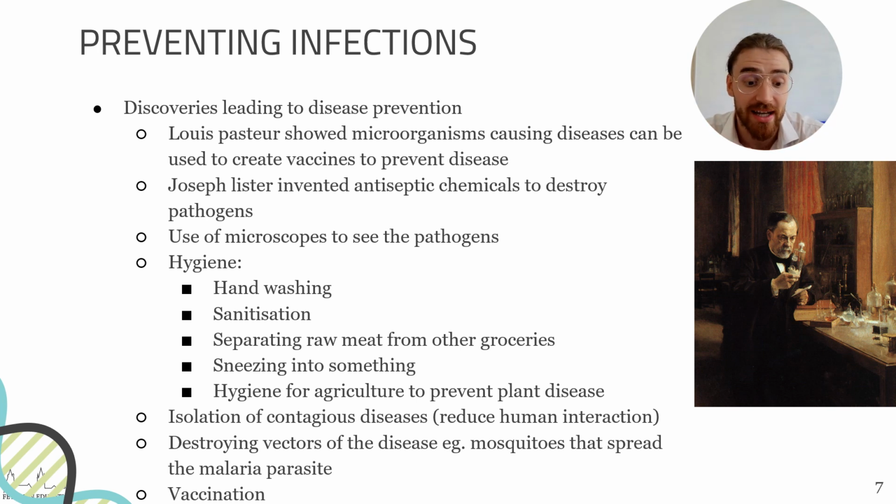Okay. Another one is isolation of something that is diseased to prevent it from spreading, and destroying the vectors of diseases. So something like malaria. Okay. By killing mosquitoes, we will prevent the malaria parasite from infecting people. So the mosquito is not the disease, it's just a vector, it's just a thing carrying the disease.